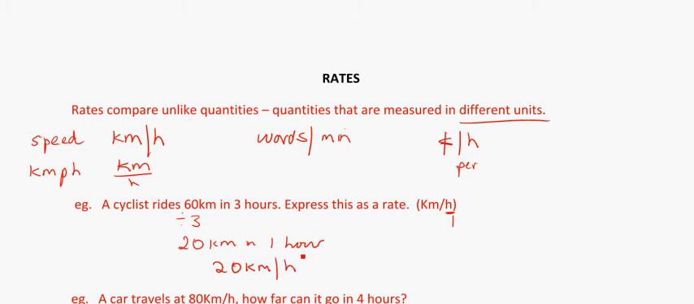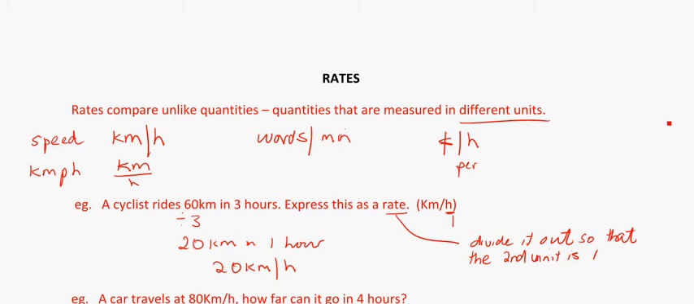So when you're expressing something as a rate, you want to divide it out so that the second unit is 1, or a single digit.